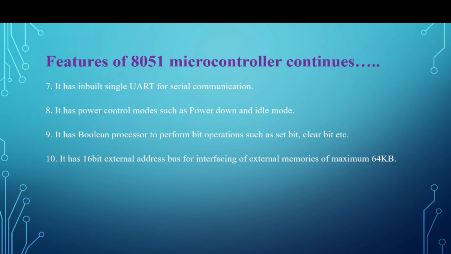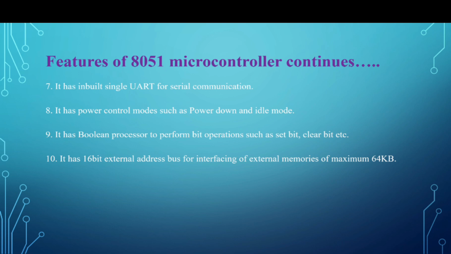It has the RxD pin for serial reception, through which it receives data. So it receives data bit by bit serially and stores the received 8-bit data in the SBUF register.